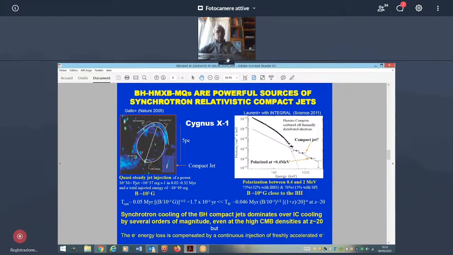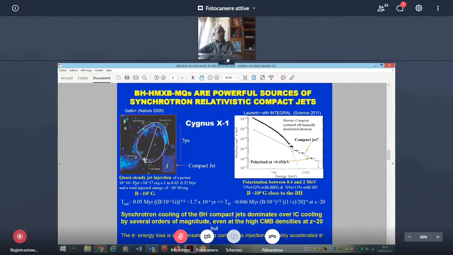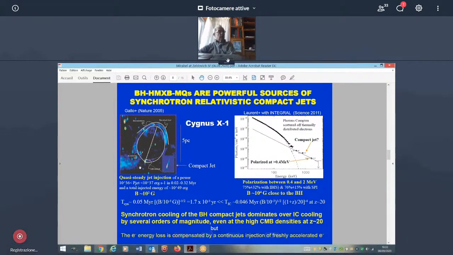These compact jets are found in Cygnus X-1. You can see here Cygnus X-1. This is a blow up of the sub-arcsecond jets, the compact jet in Cygnus X-1. And if you follow the direction of that jet, you see at 5 parsecs away a bow shock being produced.